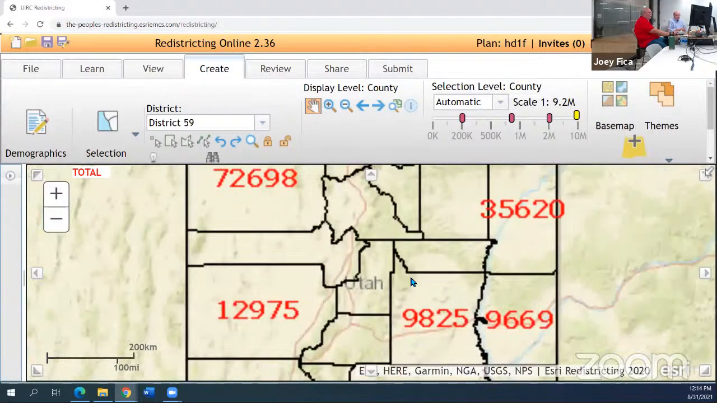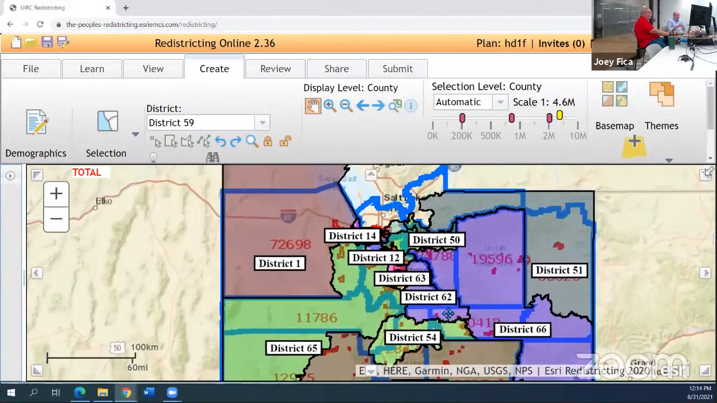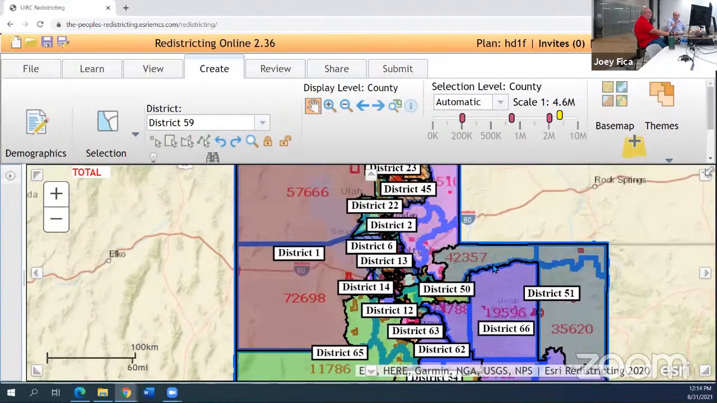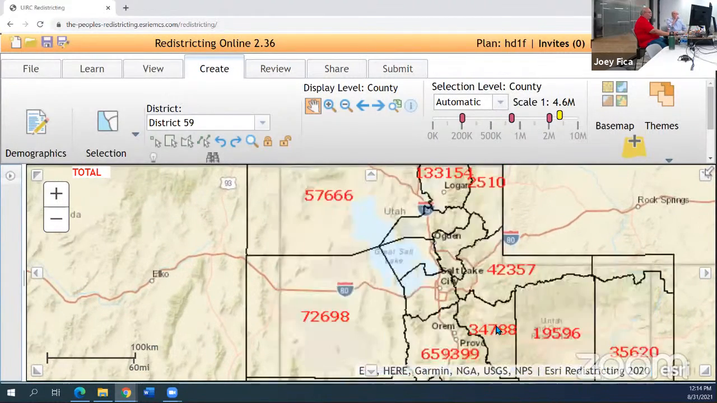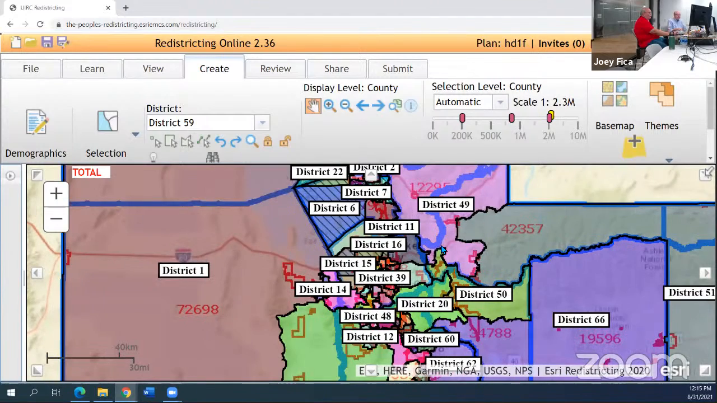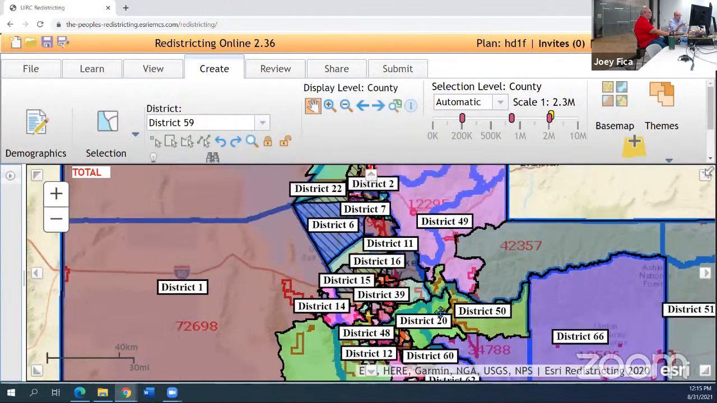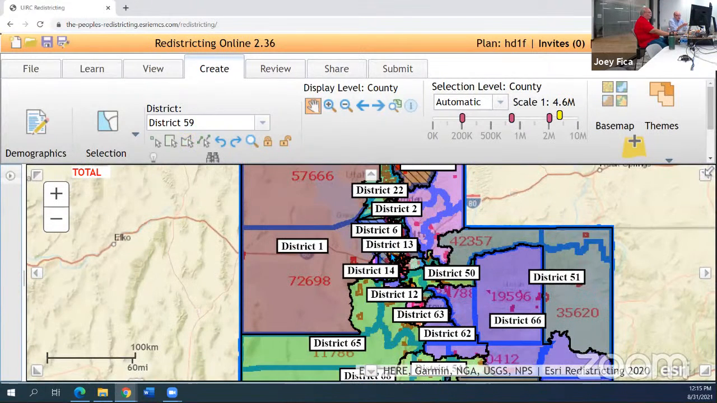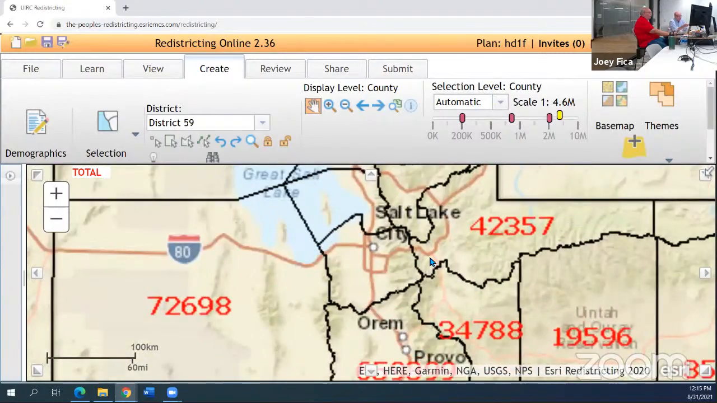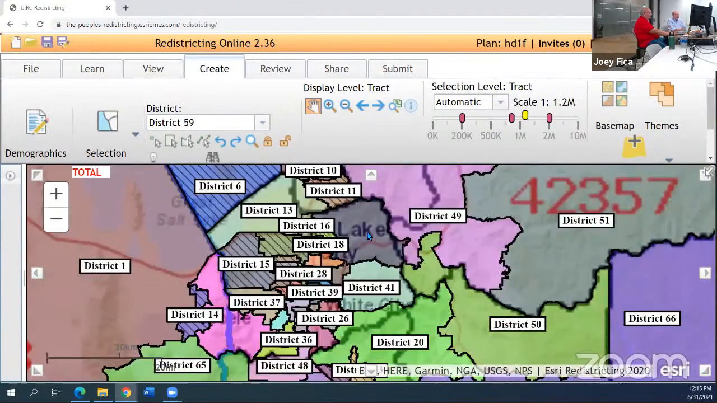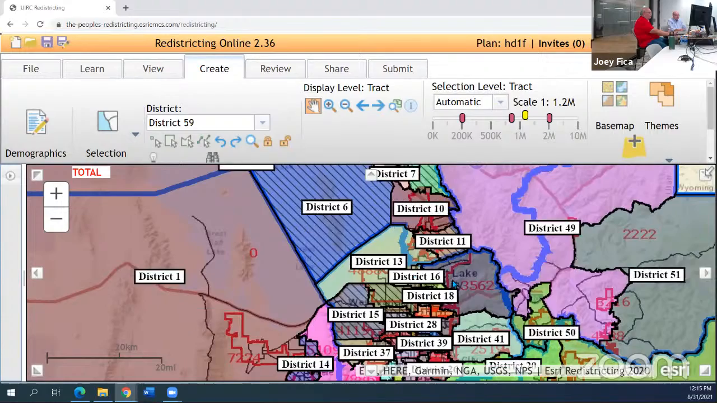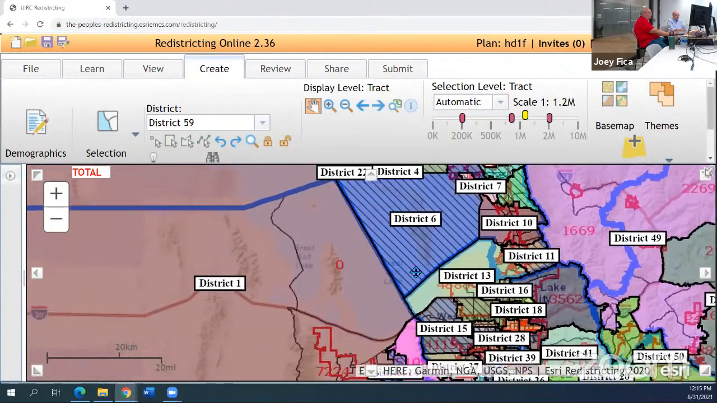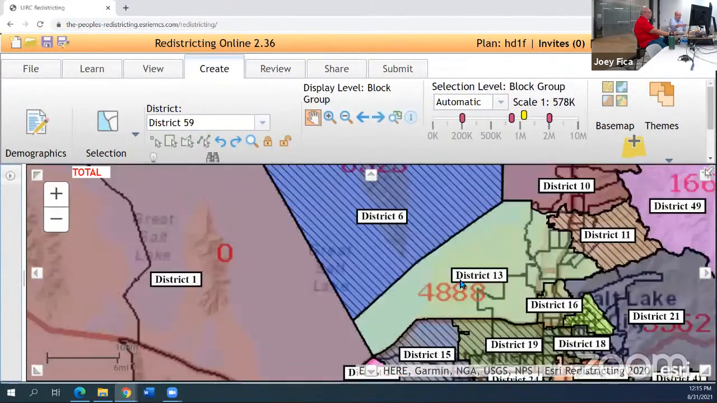There's 12. 14. There was 13. I saw 13 right here. There it is right there. Okay. Thirteen is how many? This is right here.